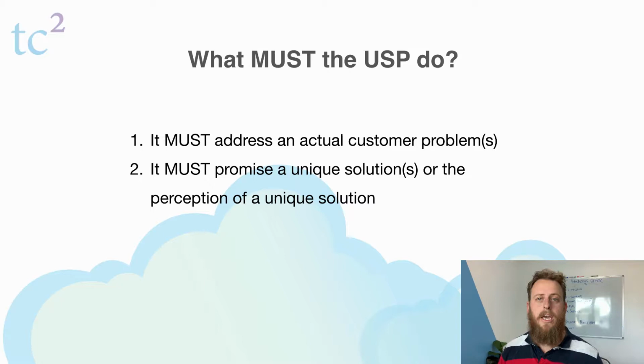Secondly, it must promise a unique solution to those problems, or the perception of a unique solution. And perception is a really important word, right? Because you can have a USP that's not necessarily 100% unique. Your business may do something that other businesses also do. But if those other businesses don't talk about that, don't make that part of their marketing, whatever that thing is, but you do, then it will still have the perception of being unique. And if people perceive something as being unique, then it's as good as being unique.